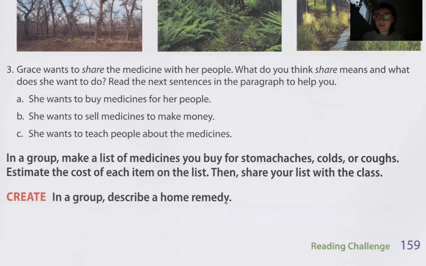And then this part you can think about or talk about with your family, your friends, your roommate. You can say, okay, what are some medicines that I use? And how much do they cost? And we can share the lists, but then you can also talk about home remedies, right? Home remedies, things you use for sickness, for illness.